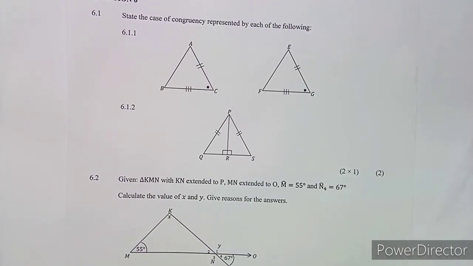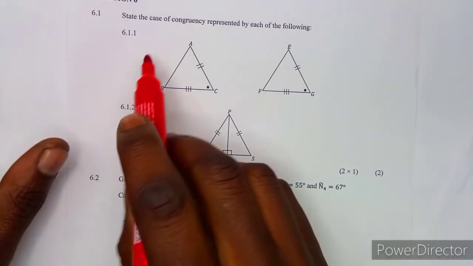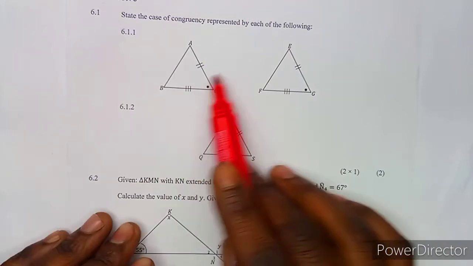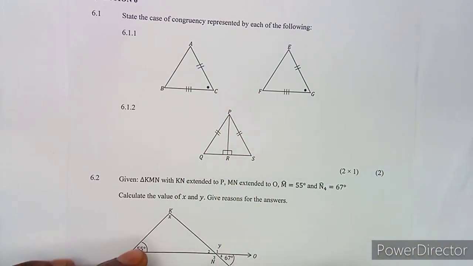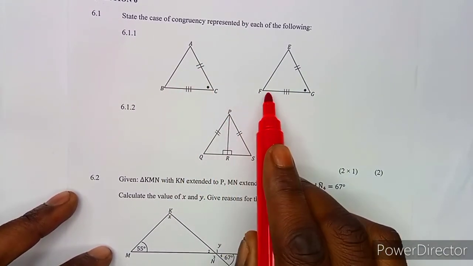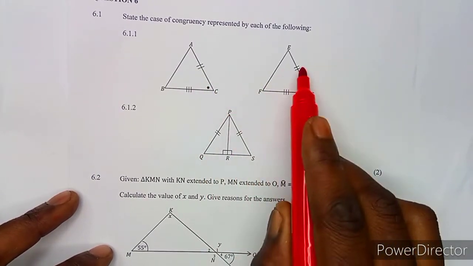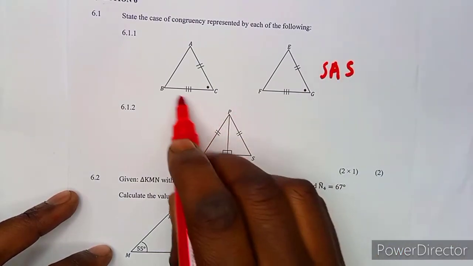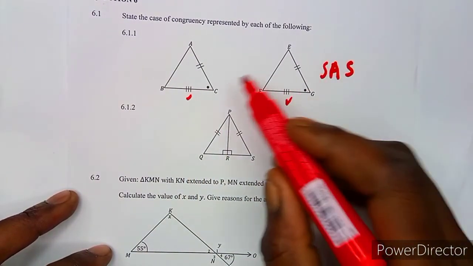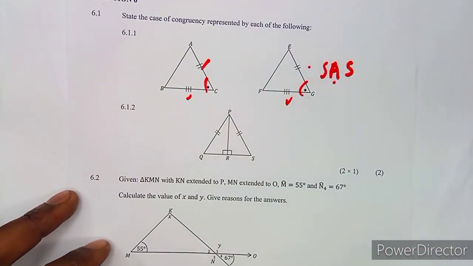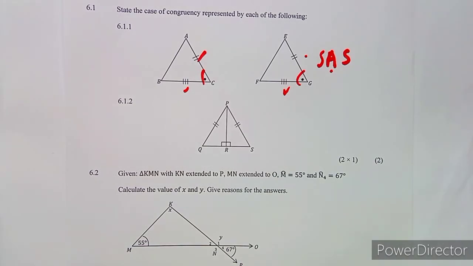On question number 6, we are given, state the case of congruence represented by each of the following. These are the triangles, guys, which are congruent. So I asked you to state the case of congruence. Here we've got this side BC and this side, they are equal. The angle, also these sides are equal. So this is side, angle, side. This side and this side, the angle, the side and the side. So that's side, angle, side. That is the case of congruence there.